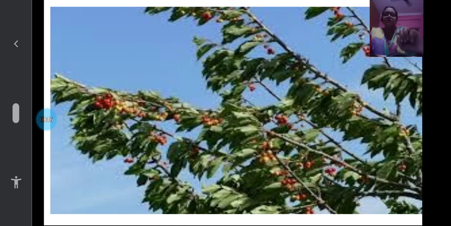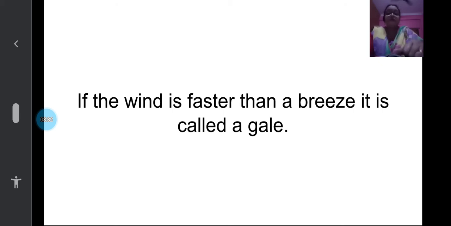We'll see what it is. See here, children, sometimes the wind blows very fast, so it is not pleasant. It is not like a breeze, which we can enjoy very nicely, but sometimes it is very fast. What do we call it? We'll see that. See here, when the wind is faster than a breeze, it is called a gale.